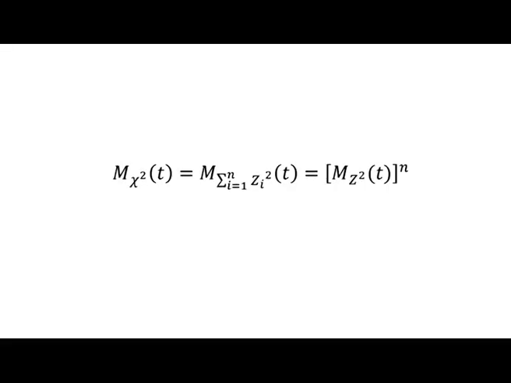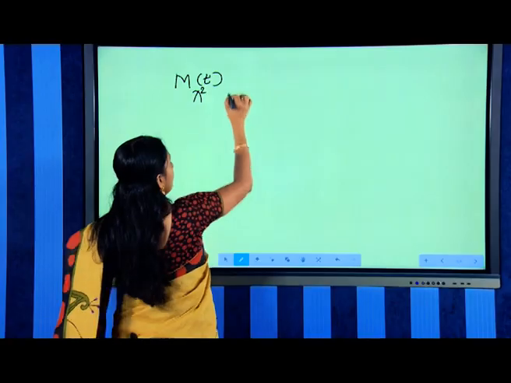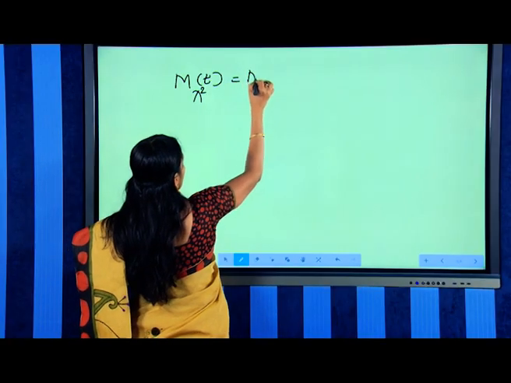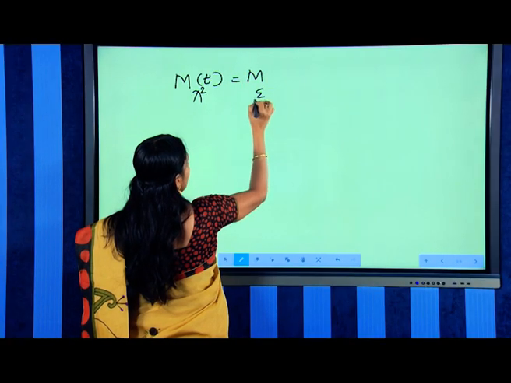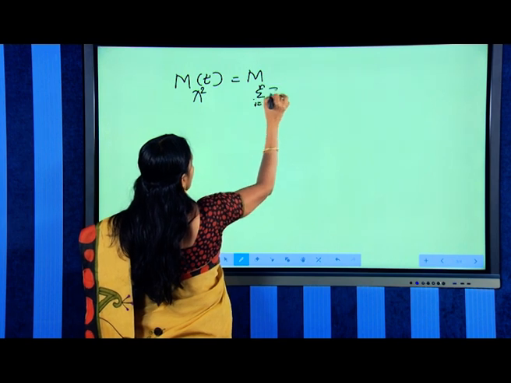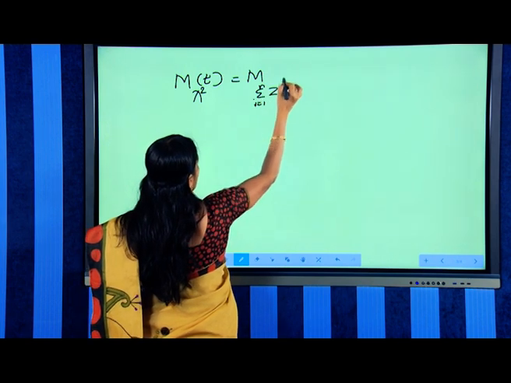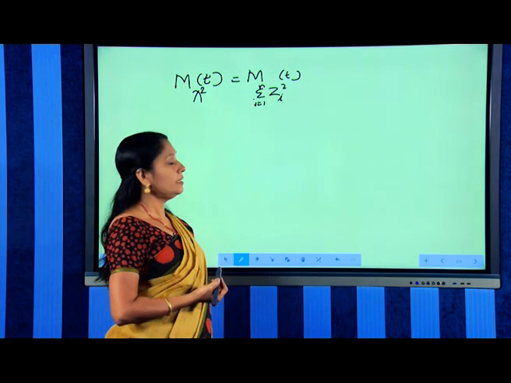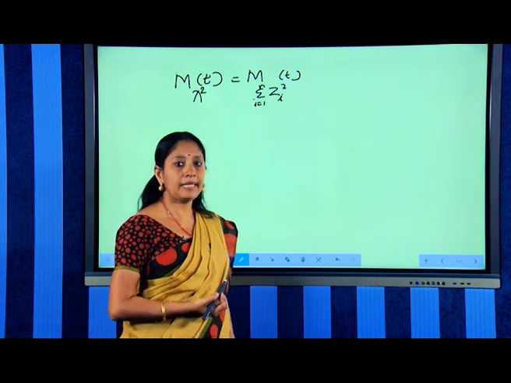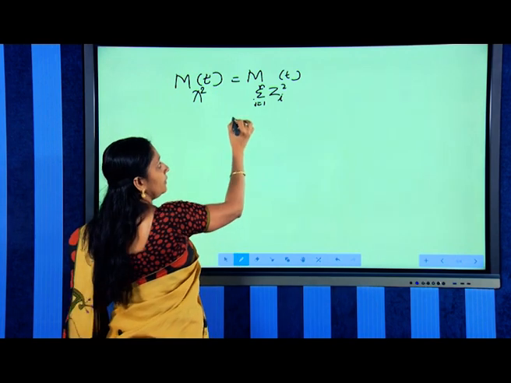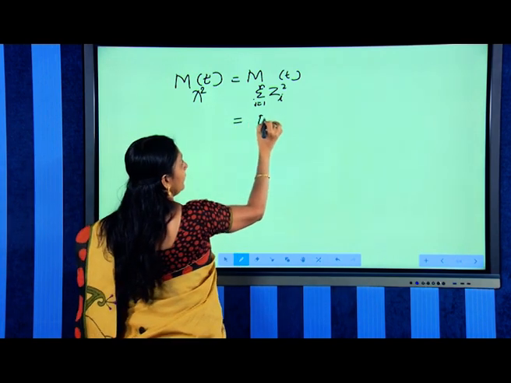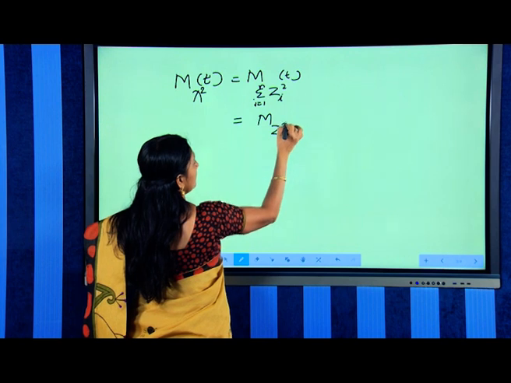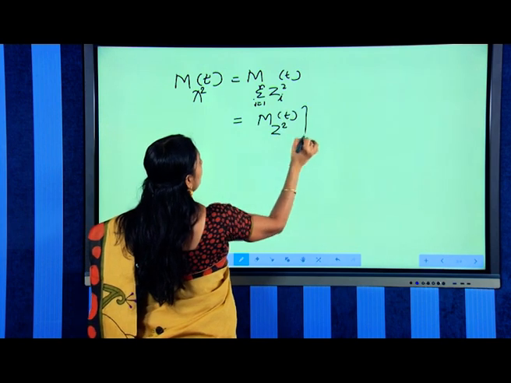To derive the distribution, again we use the moment generating function, that is the moment generating function of the random variable chi-square is M chi-square of t, that is equal to M of summation i is equal to 1 to n z i square of t. Since these z i's are independent and identically distributed, we can write this as M z square of t the whole raised to n.